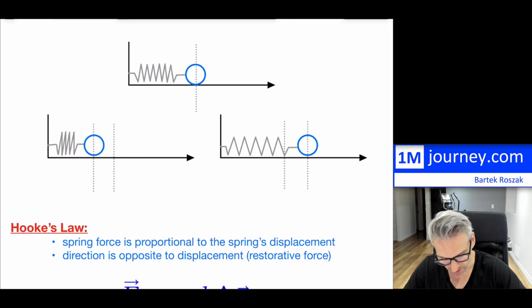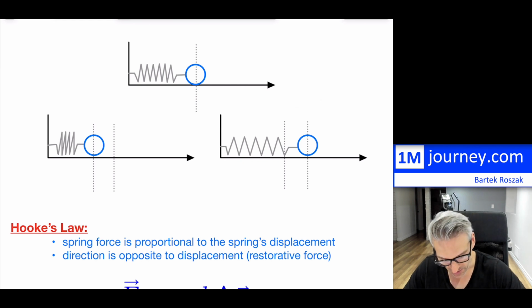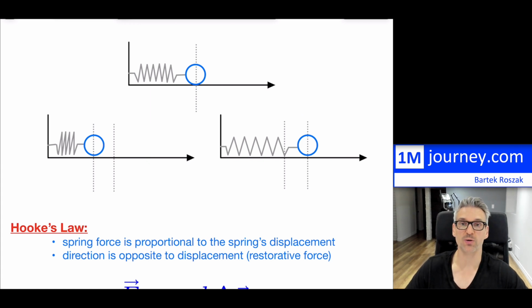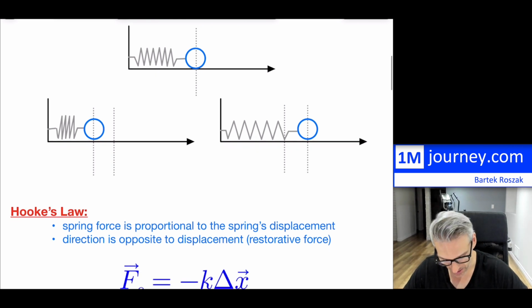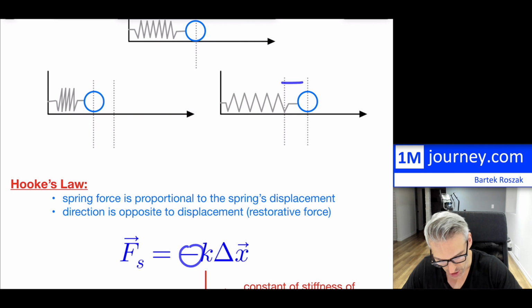If you have a stretching force in this direction, then the spring itself will want to restore itself back to its original shape. So it's going to apply an opposite and equal force to the stretch that you've caused. That's exactly what this force is all about. This negative just means it's in the opposite direction, so it is always in the opposite direction of the displacement.